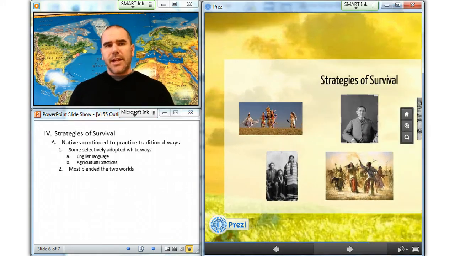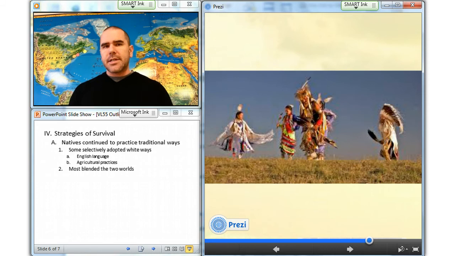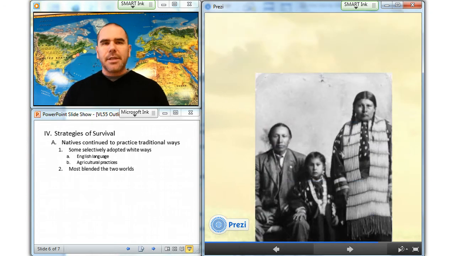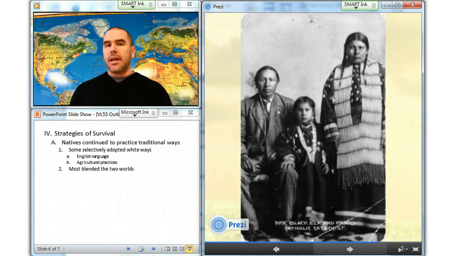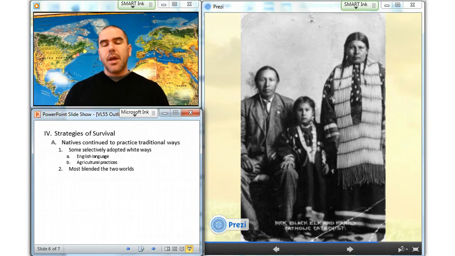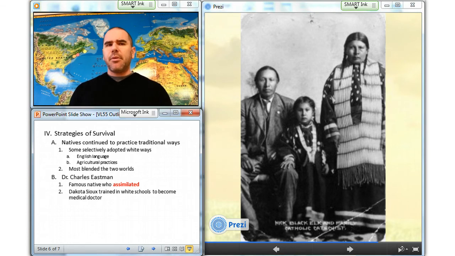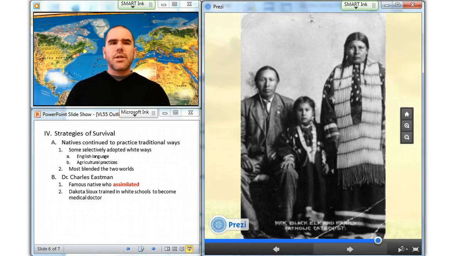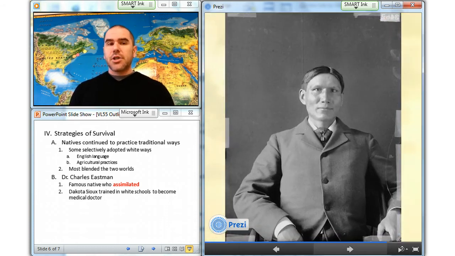Despite living on reservations and halting armed resistance, most Native people continued to practice traditional languages, traditional ceremonies, and arts. Most Native peoples also selectively adopted white ways, such as the use of the English language and skills such as agriculture. Most Native people blended old and new ways. One of the most famous Native people who assimilated during this era was Dr. Charles Eastman, a Dakota Sioux boy trained in white schools to become a medical doctor.